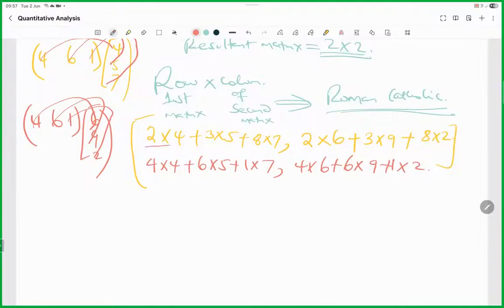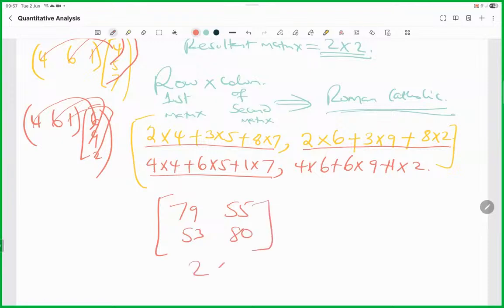So we start with the first one here. 2 times 4 plus 3 times 5 plus 8 times 7. At first you may think it's very difficult, but as we continue, you like it, eh? How about this one? 5, I'm told. Then we come to this one. 3. And lastly, we have 8. You can see these are 2 by 2.